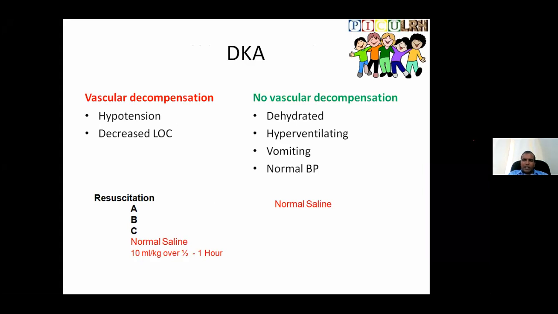But having said that, this is one condition where we are using 10 ml per kilo as fluid in shock. So four conditions: DKA, dengue, neonate, and trauma. In these four cases we are using 10 ml per kilo as fluid. Various reasons, but anyway, that's the important thing. So resuscitation is ABC, normal saline 10 ml per kg. So that's the management. After that, if there's no vascular decompensation, you are starting with normal saline and go ahead.